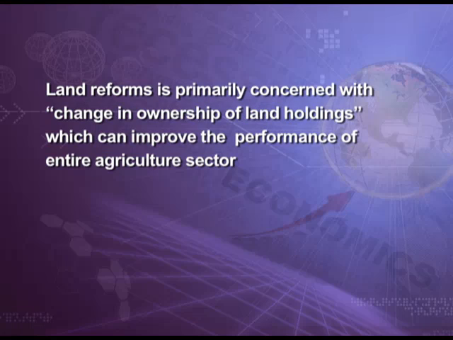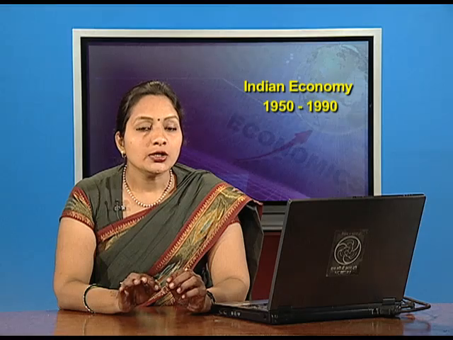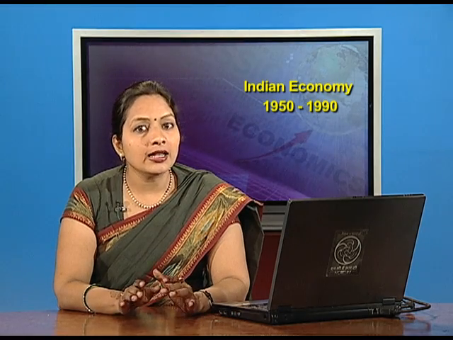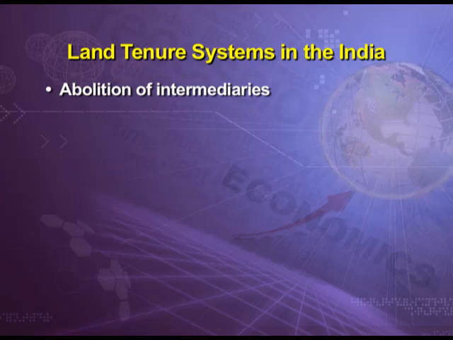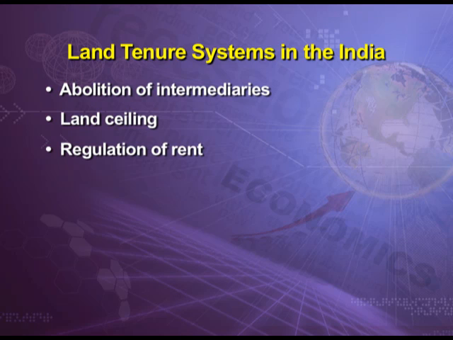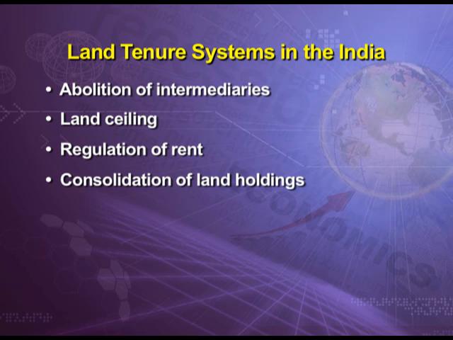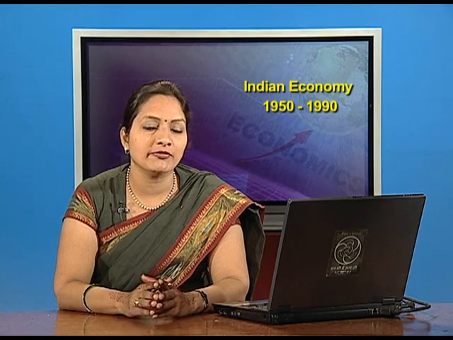Land reform is primarily concerned with change in ownership of land holdings, which can improve the performance of the entire agriculture sector. Today, under the heading land reform, we have divided these reforms into five categories. First is abolition of intermediaries, second is land ceiling, third is regulation of rent, fourth is consolidation of land holdings and fifth is cooperative farming. Now, we will do these five reforms one by one.